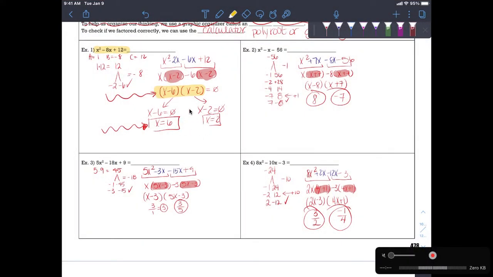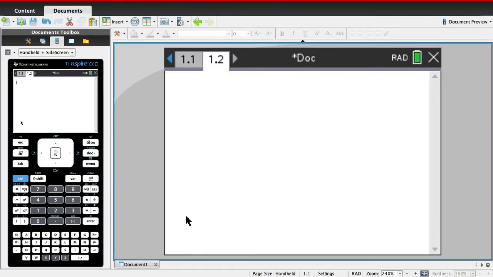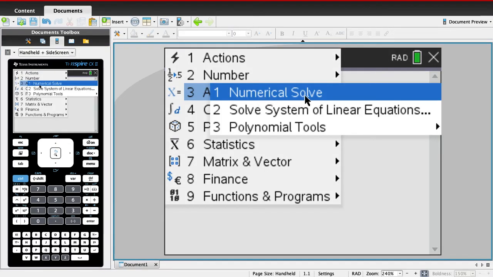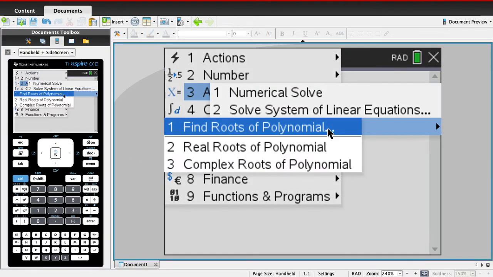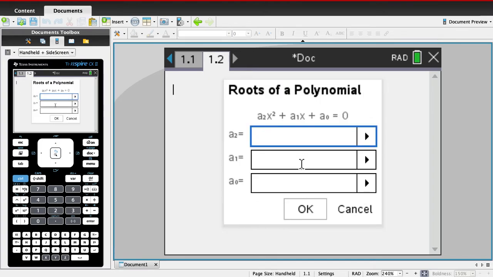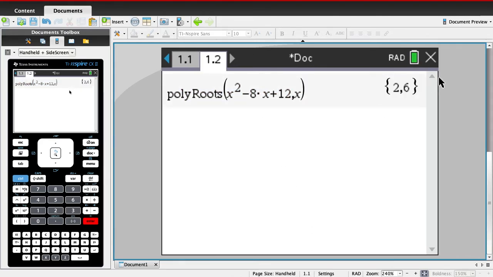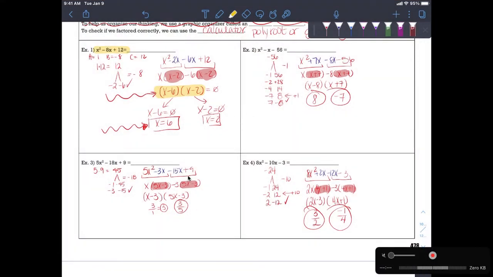But if I just wanted to find these numbers, I could have also used a polyroot. So if I go over here and I hit menu, algebra, polynomial tools, find the real roots, we're going to leave it as 2. And I'm going to type in just my values. So my 1, negative 8, positive 12. It's going to fill it out for me. 2 and 6, exactly what I got over here. So let's verify example number 2 now.